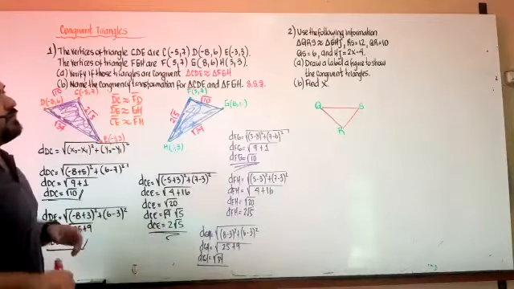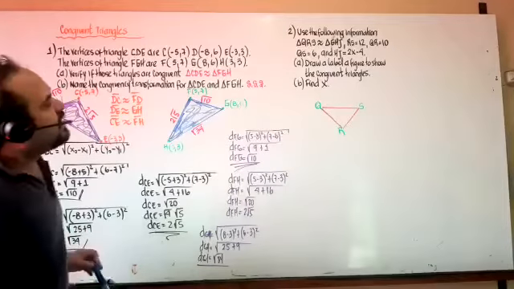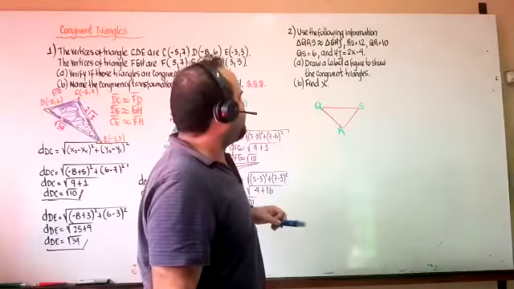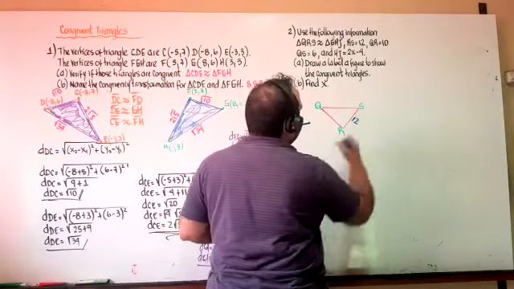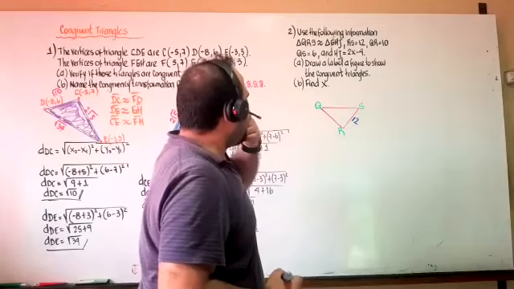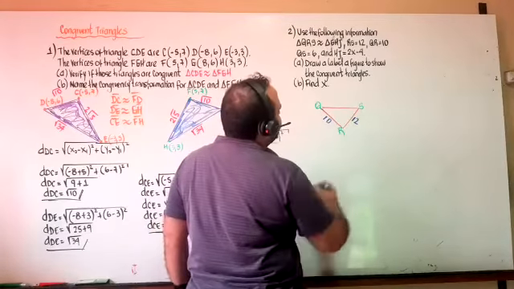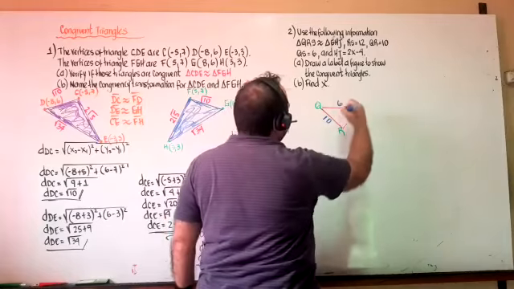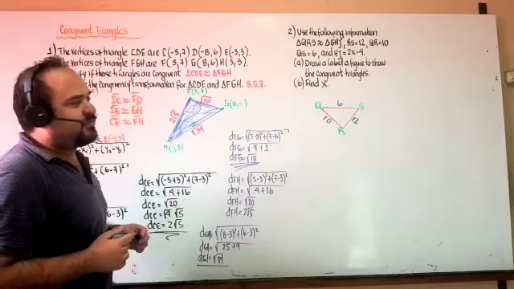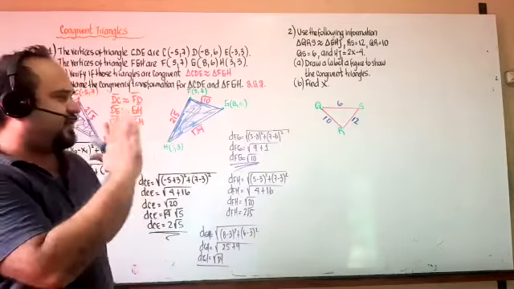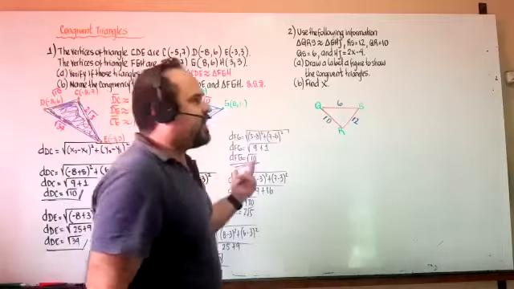And let's see what the measures will be. According to the problem, RS has a measure of 12 units. QR, 10 units. And finally QS, 6 units. If you see, we have a triangle, but not necessarily with the right measures, right? So what does that mean? If I want to draw this triangle, I'm going to separate the points according to their measures.